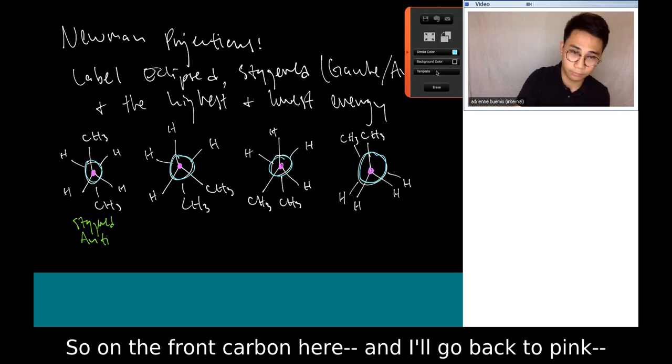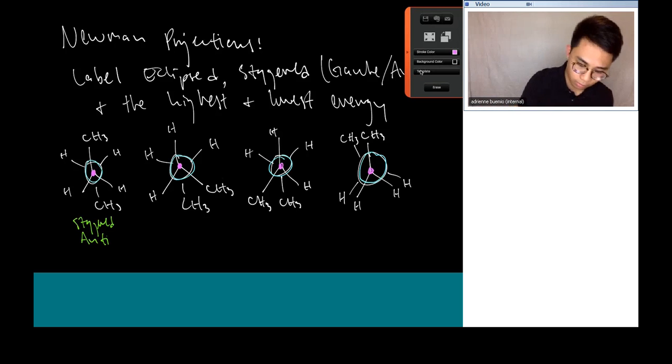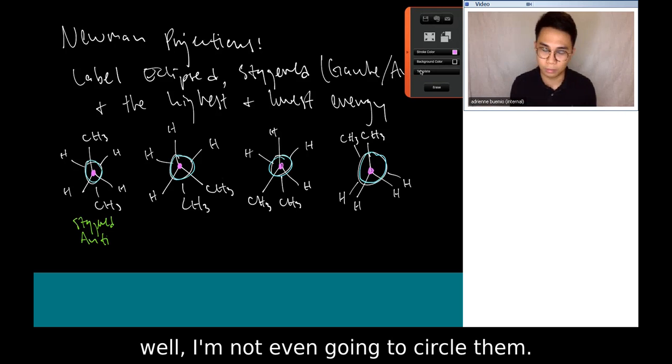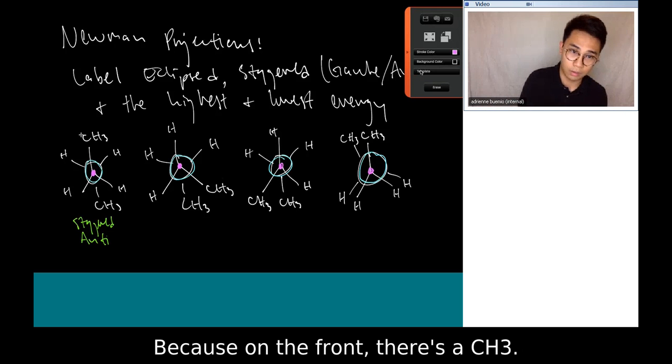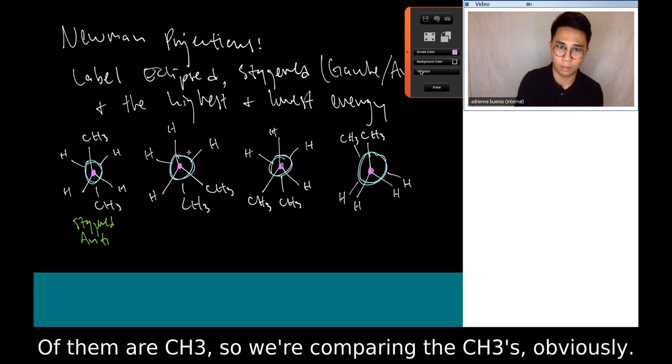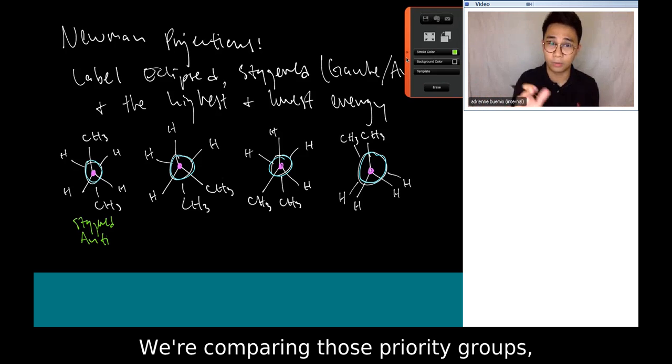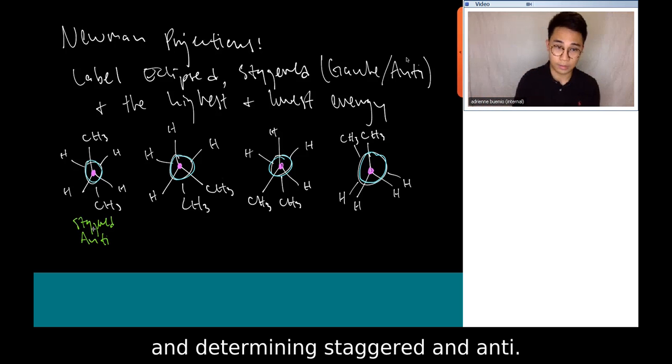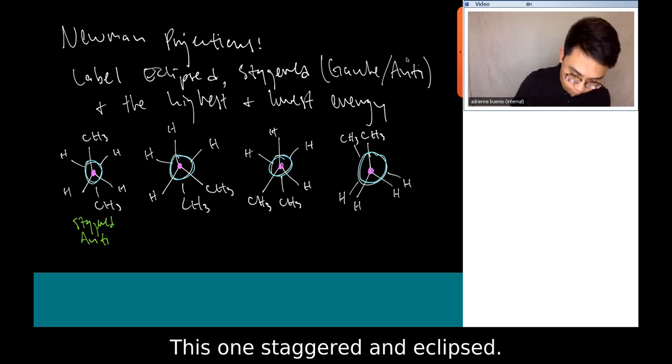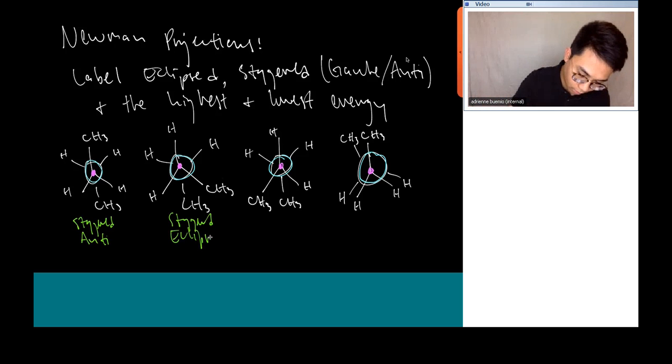So on the front carbon here, and I'll go back to pink. Well, I'm not even gonna circle them because on the front there's a CH3, on the back there's a CH3. All of them are CH3, so we're comparing the CH3s obviously, but it can be bigger molecules, right? So that's what we're looking at. We're comparing those priority groups and determining staggered and anti, right? And this one, staggered and eclipsed, right? Oh, sorry.